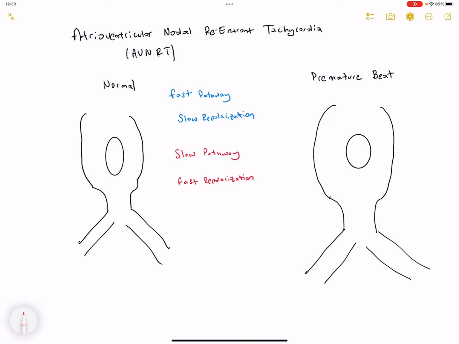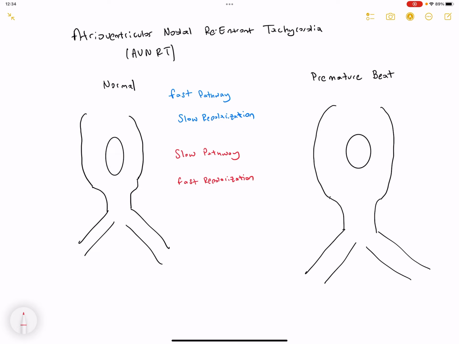Hello everyone, in this video we're going to be discussing atrioventricular nodal reentrant tachycardia. Now in our AV node, here I've drawn the AV node, we have two different pathways. We have the fast pathway and the slow pathway.